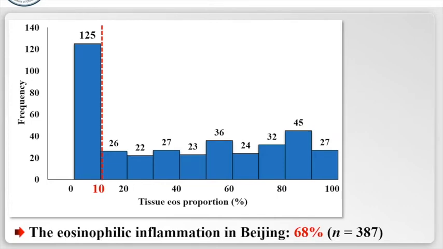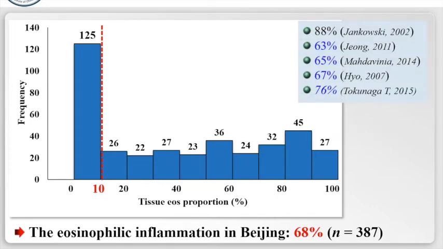We then compared our result with others which use the same cutoff value. Not surprisingly, ours is consistent with two Korean results and the second generation of Asians in the United States. A little bit lower than the Japanese result, 76%, but significantly lower than data from Europe, reporting 88%.